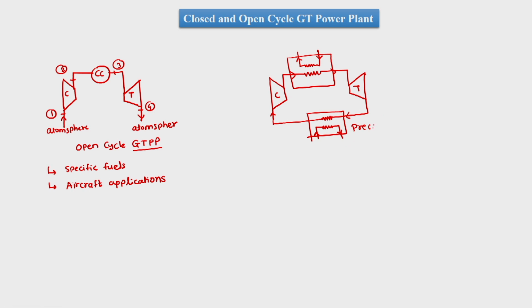This is called the pre-cooler, and this is state 1, this is state 2, this is state 3. So 2 to 3 is the heat exchanger or heater, and 3 to 4 is the turbine, and 4 to 1 is the pre-cooler, and 1 to 2 is the compressor. So this is a closed cycle gas turbine power plant.